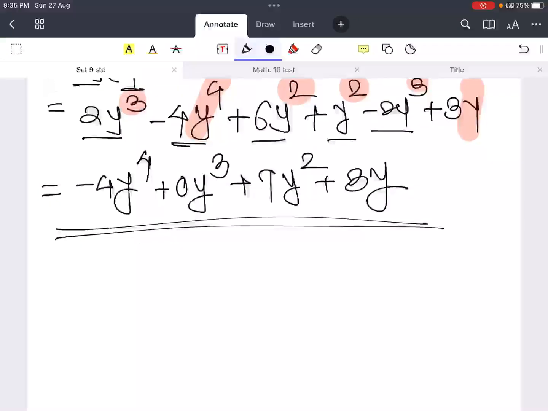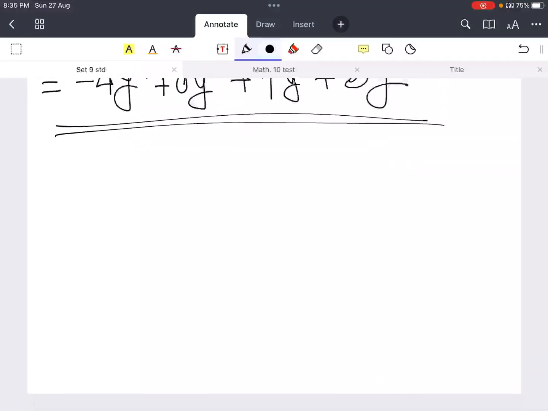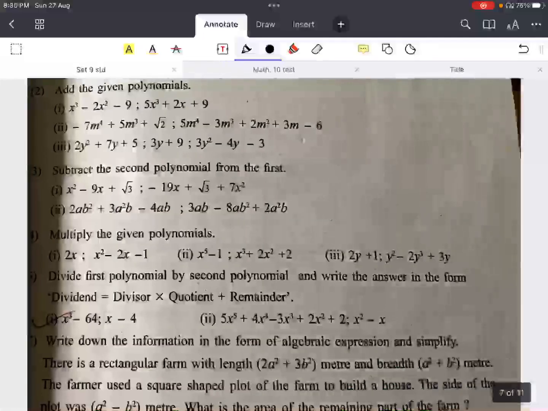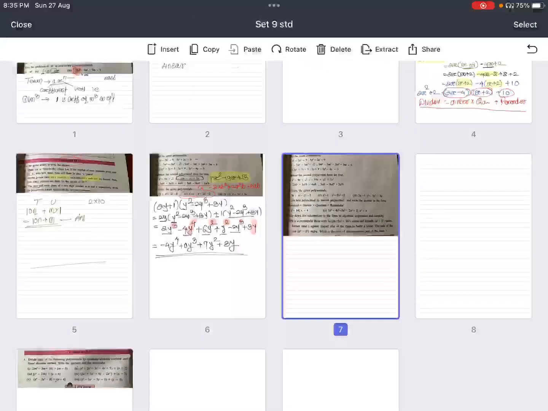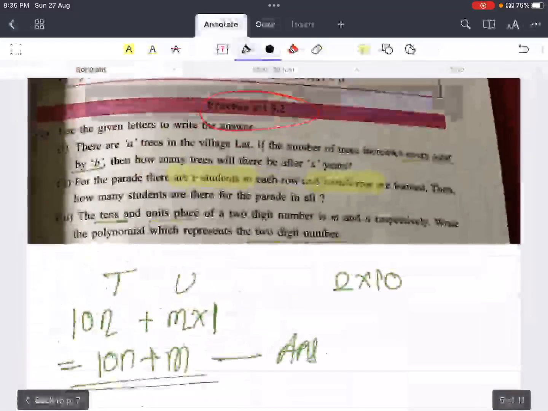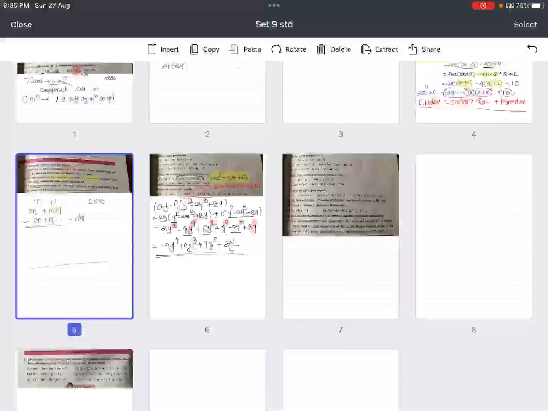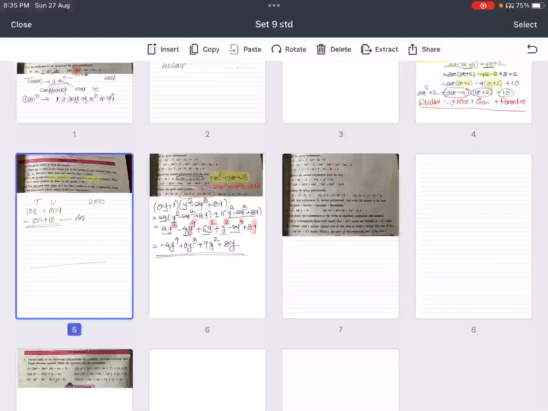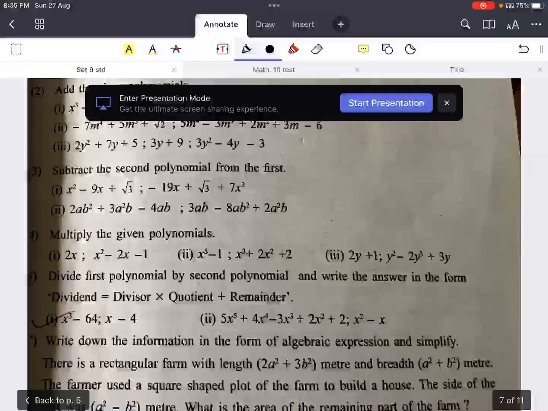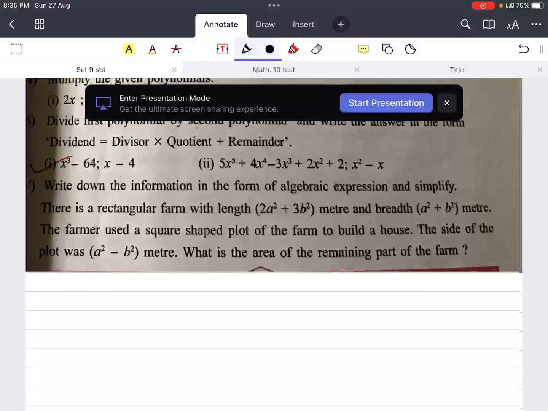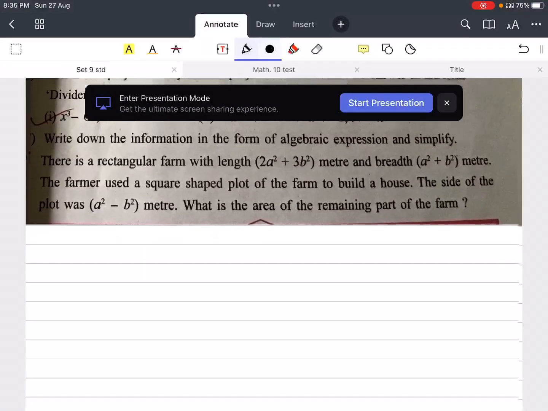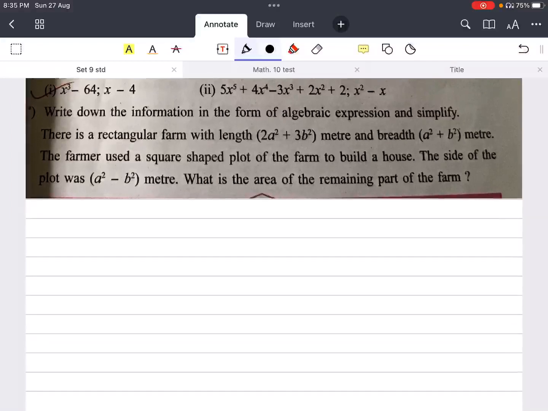Now let's move to the next question. So what type of question? Okay, so here let's just do one thing. Which ones did we have to solve? This is done, this is also done. Okay, now let's move to the next question. Multiplication is done. Now, okay, divide. So we will take one example of division.